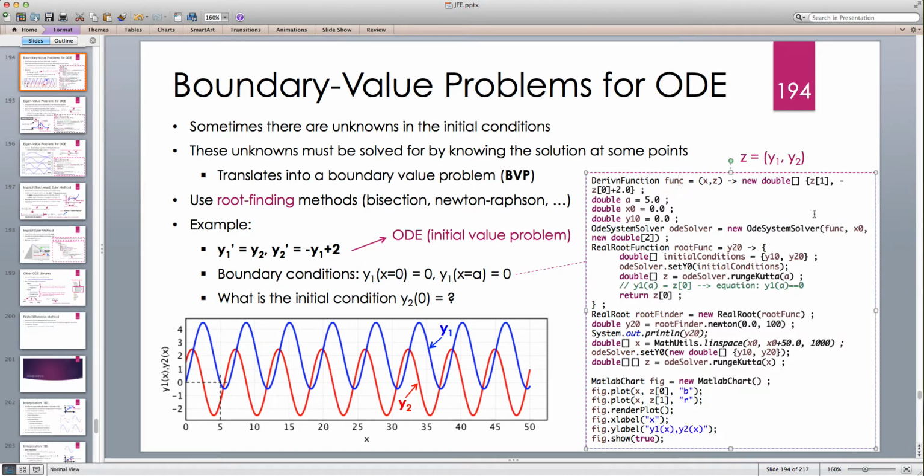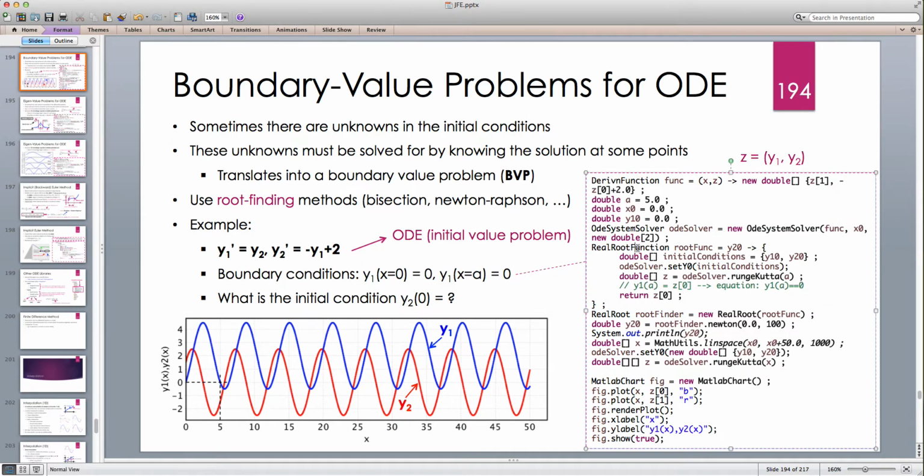We pass in our array of functions, the initial condition for x0, and the initial conditions for the y array, y1 and y2. Right now I'm passing an empty double array, so the initial conditions are set to 0, 0. Then I define a root finding problem. What I'm saying is that I look for those values of y2 at 0 such that it causes y1 at x equals a to be 0.